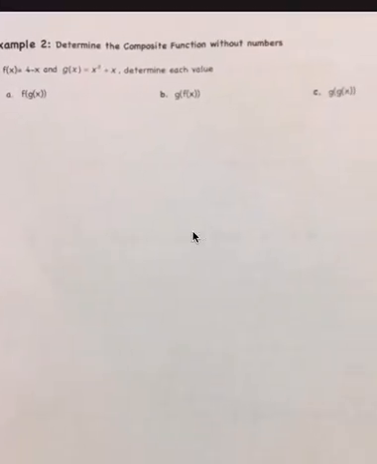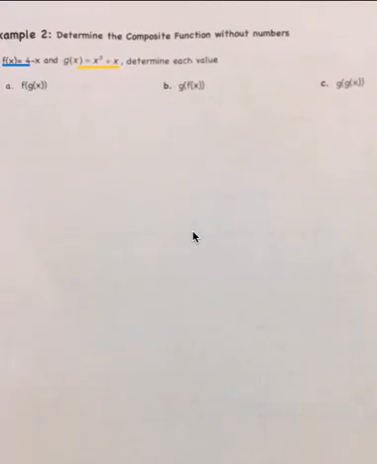So we still have the same f of x and g of x values. You can see 4 minus x and x squared plus x. So the difference now is that we do not have a numerical value that we're substituting in. Instead, we're plugging in one function into the other function. So for this first one, for a, we have f of g of x.